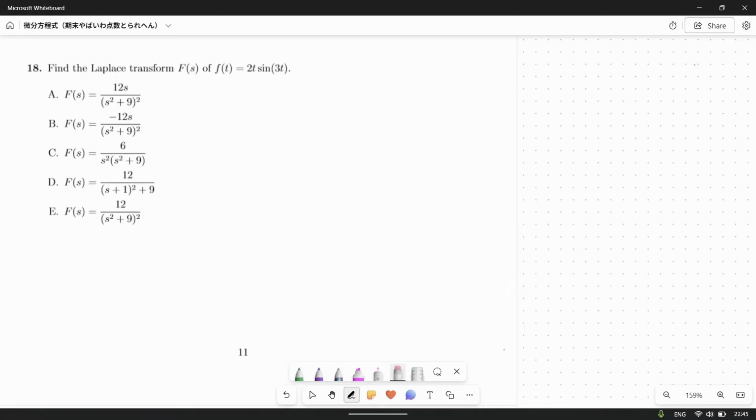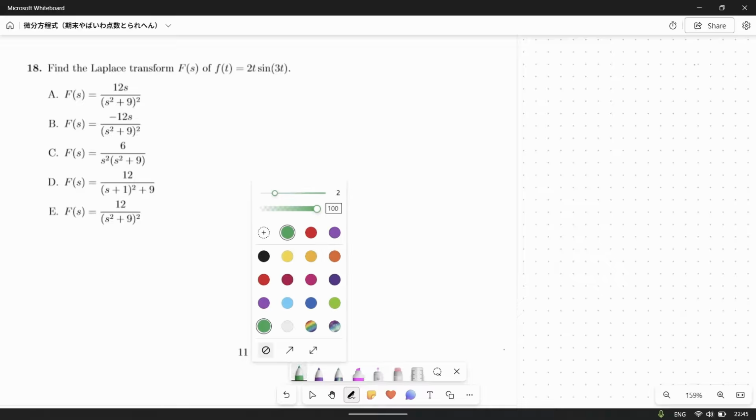Okay, so in this question, it's asking us to find the Laplace transform of a function. So find F of s of f of t. And recall that in order to do that, there's two ways you can do that.